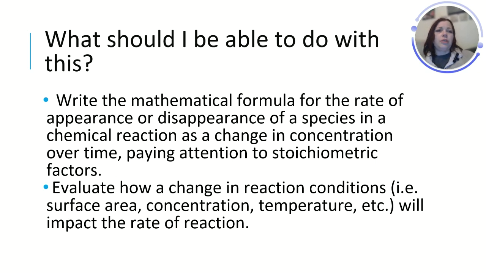So in other words, if we increase the surface area by decreasing the size of the particles, it will speed up. If we increase the concentration, it will speed up. If we increase the temperature, that does make it speed up. Back up here to writing the mathematical formula for the rate of appearance or disappearance, you should also be able to use values that are provided, plug into that equation, and then relate the rate of one species to another species. And that's it.